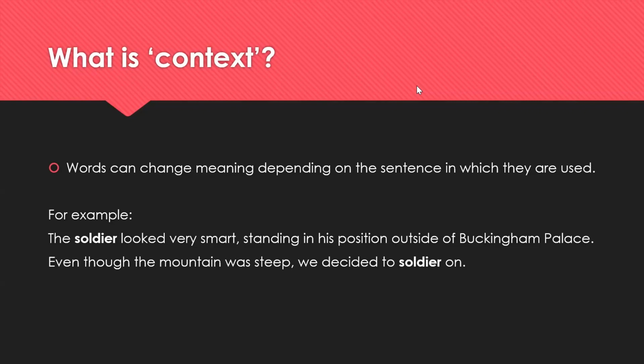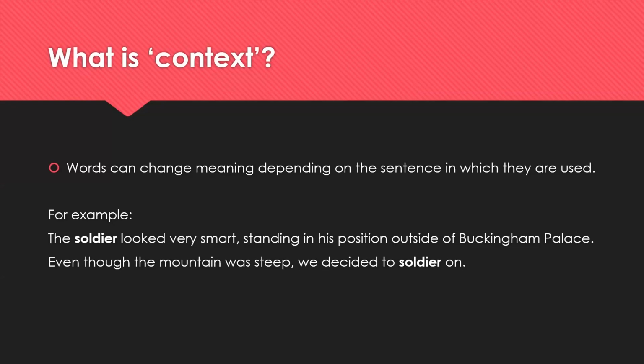Samrudi says in the first sentence, the soldier means the person in the army, whereas in the second sentence, the soldier refers to carry on. Yeah, brilliant. Yes, I think most of you are getting these correct. So you can see that the way the sentence has been written is going to change the meaning. And of course, you're looking for clues, for context.